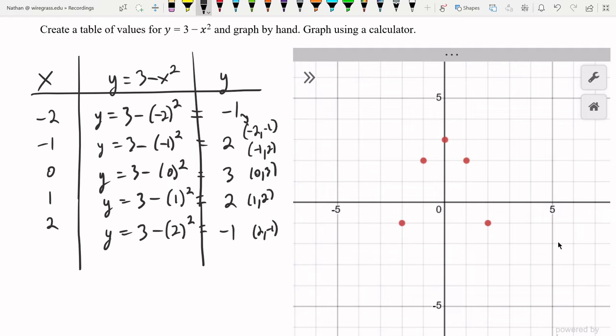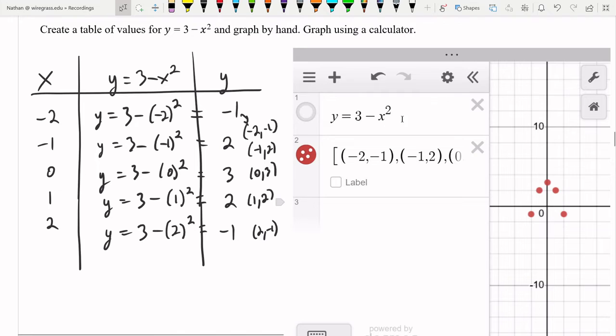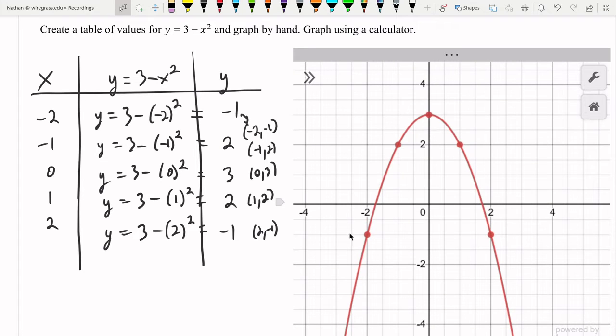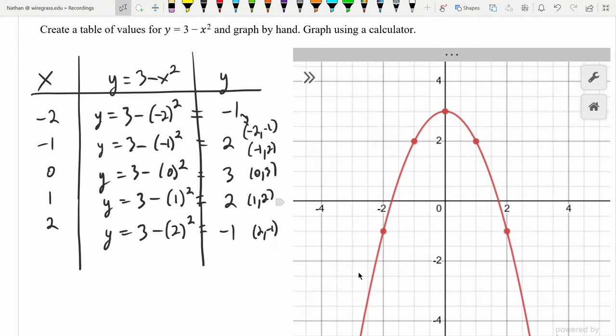And that was a lot of work for something that could have been done quite simply by just plugging the relation into the graphing software and plotting it. And of course, it hits every single one of the points because it's the same thing.